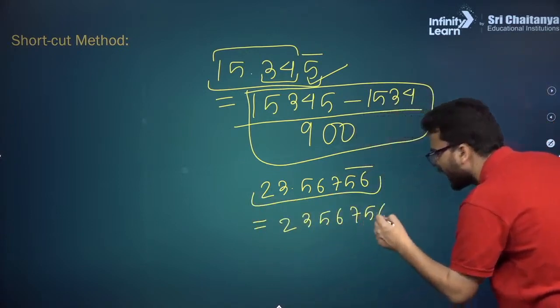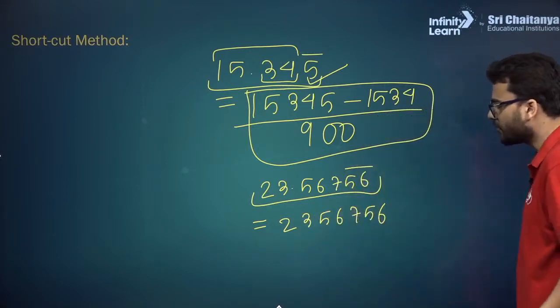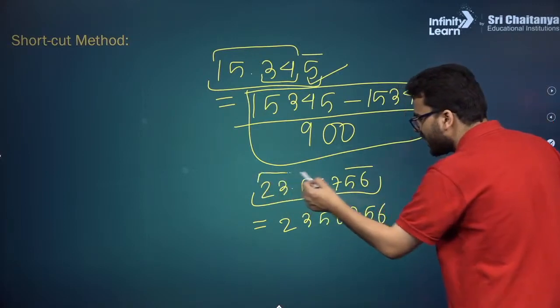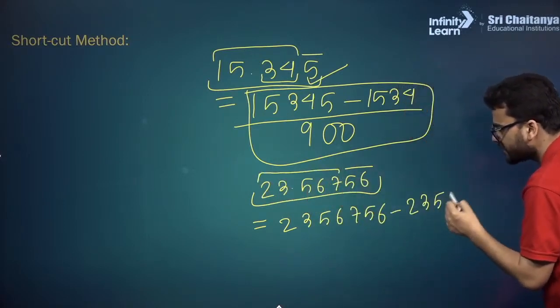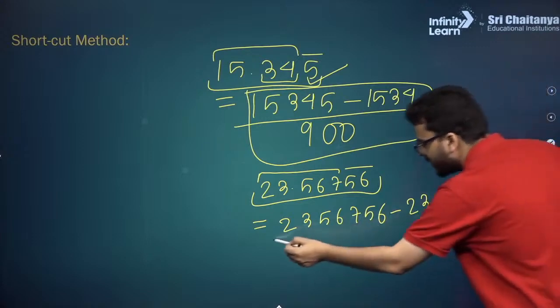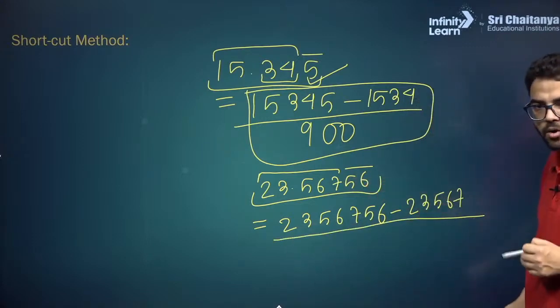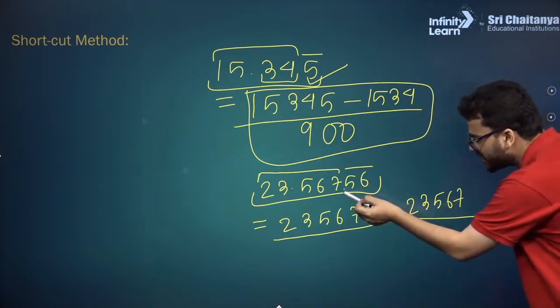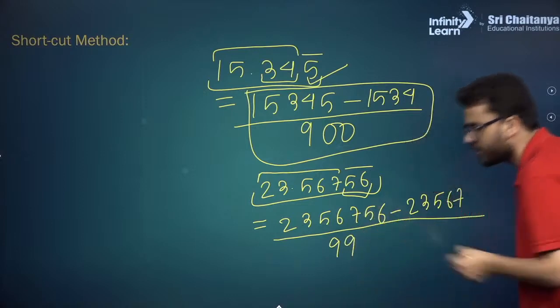You'll never get a question like this. Such big numbers you'll not get. I'm just explaining it. So you write the complete number. Now subtract the number on which bar is not there: 2, 3, 5, 6, 7. Now on how many digits bar is there? 2 digits bar is there. So 2 nines will come up.